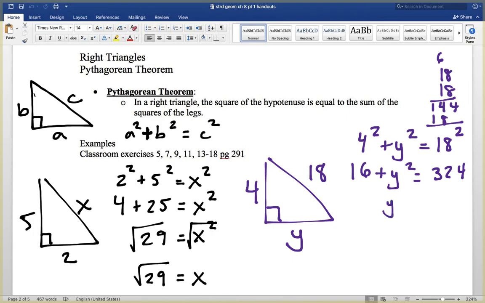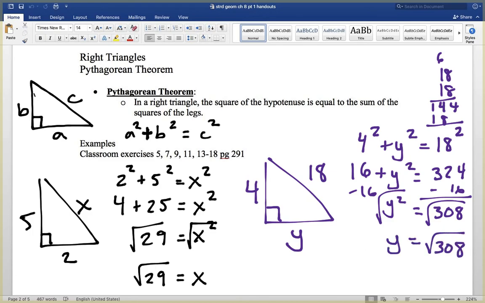Subtract a 16 from that on both sides. And so I get 308. And take a square root of that. And so I get y is the square root of 308.